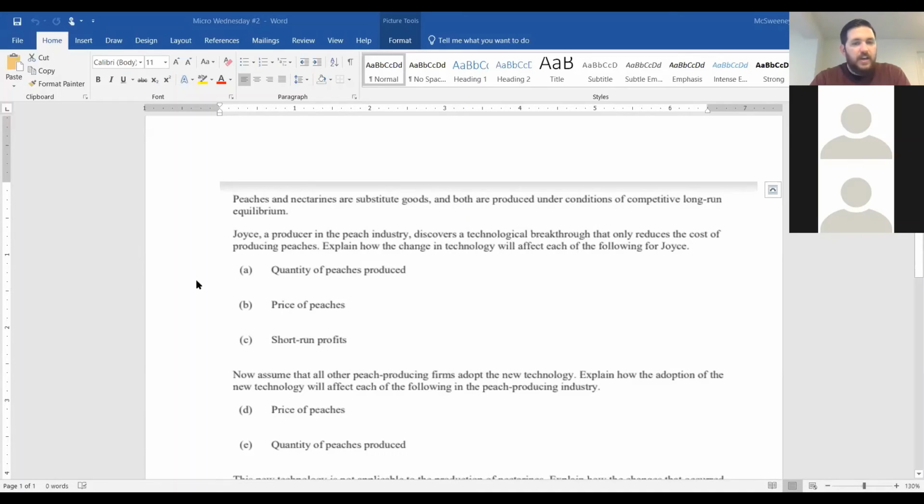Okay. C, short run profits. Well, if we go back to the graph, I'm not going to right now because it's drawn up there, but we know that we dropped ATC as well. We're reducing all of our costs. If our ATC decreases now, price stays the same. In the short run, Joyce's profits will increase. The ATC will be below MR in this scenario. Okay? All right. Let's move on now to D.